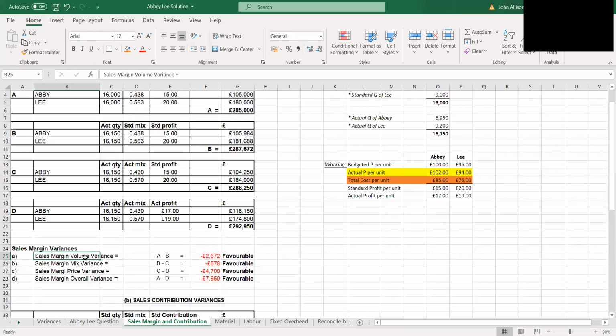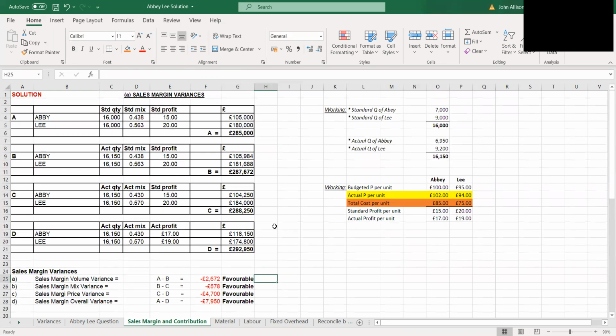So the volume variance is A take away B. So it's A minus B for the volume variance. That's the 285,000 or cell G7, take away 287,672, which is cell G11. We take these away, and A take away B gives us a 2,672 variance. Notice it's a negative number because B is bigger than A. So when we do A take away B, we're getting a negative.